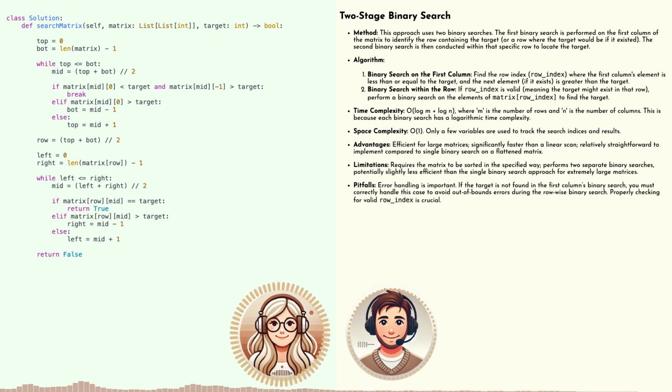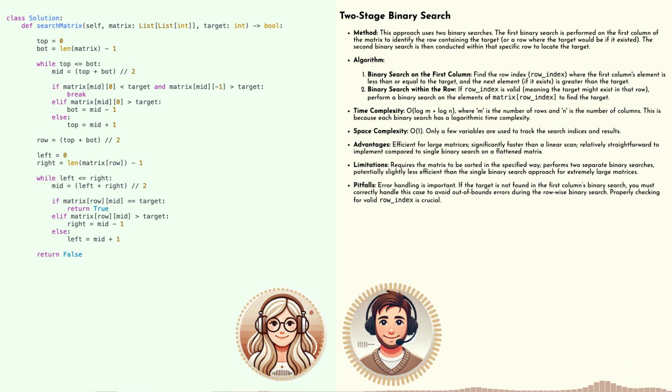Exactly. Imagine we're trying to find the number 15 in our sorted matrix. The first stage focuses on finding the row where 15 could exist. And we can do that because each row is sorted, and the first element of each row is greater than the last one above it. Precisely. So we start with a binary search on just the first column. Right. We find the middle element of that column and compare it to our target, which is 15.